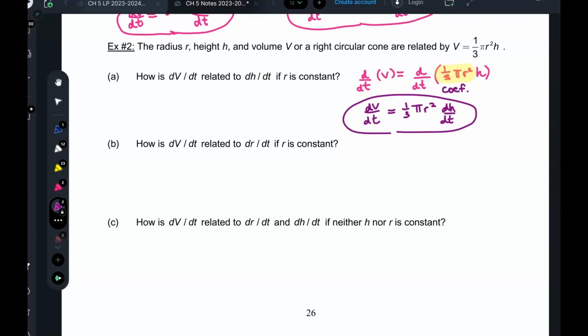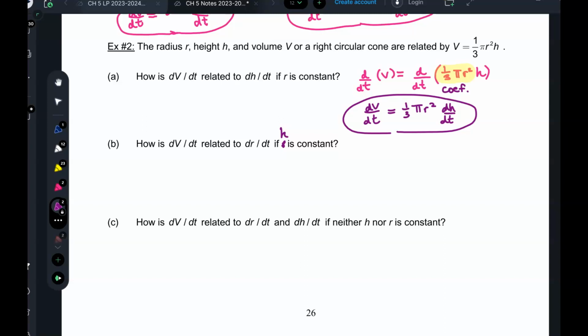Why wouldn't it then become... Oh, it's supposed to be an h. 1/3 pi r squared dh/dt, because this is all one coefficient. I don't want to do the derivative of this, because what's the derivative of 4x? It's just 4. I don't want to change the value of this.